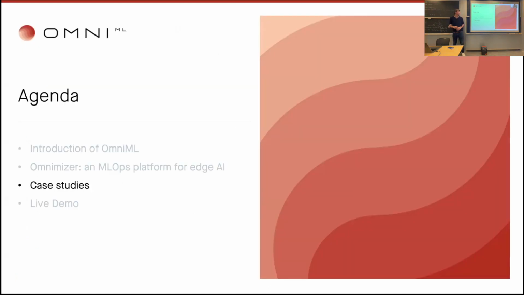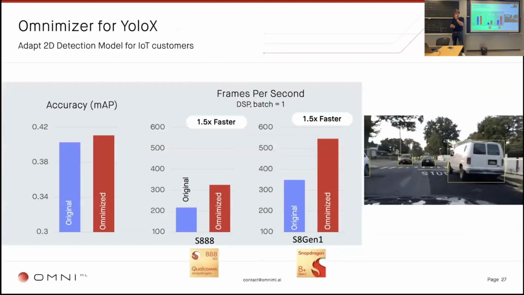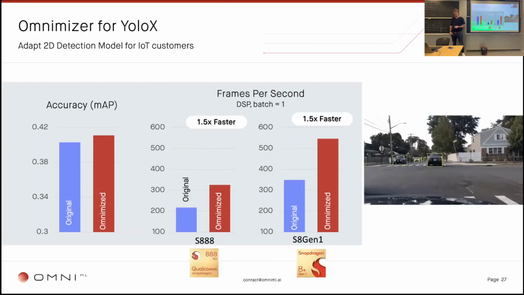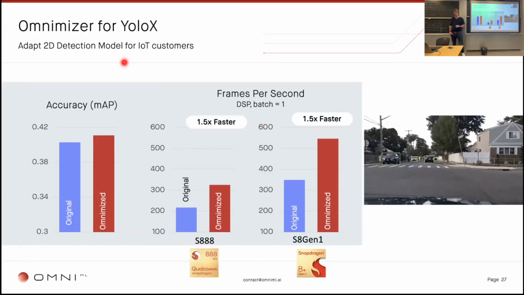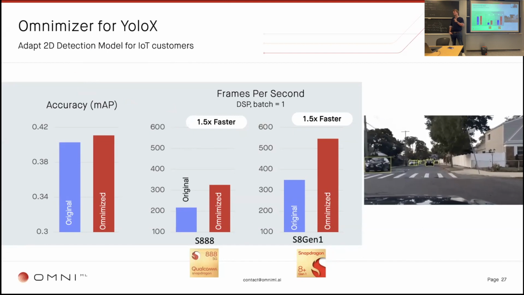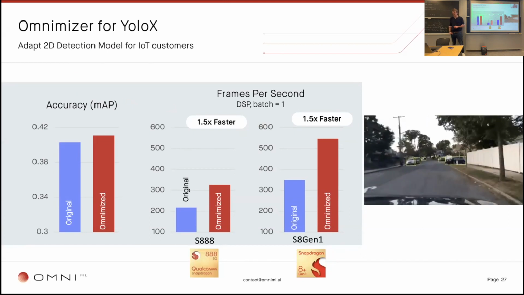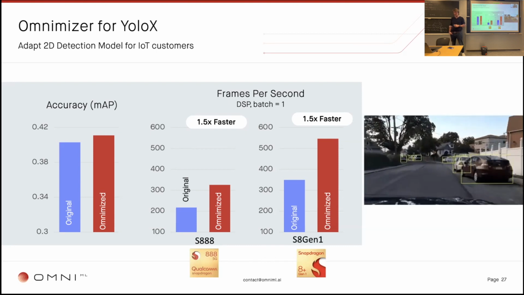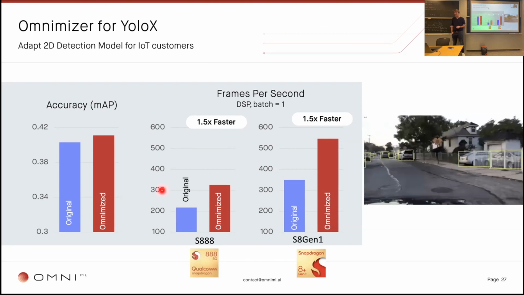Now I want to give you a couple more examples of how we used Omnimizer in the real world with some of our customers. So I'll give you a quick example. This is a YOLO-X model. You might have heard of it before. It's essentially a state-of-the-art model for object detection. Runs really well on NVIDIA cloud GPUs. But again, similar story.